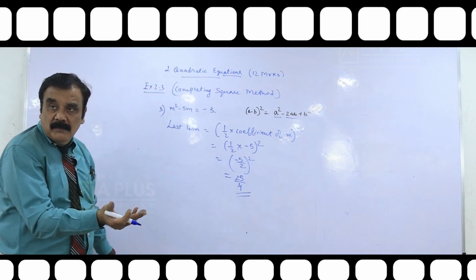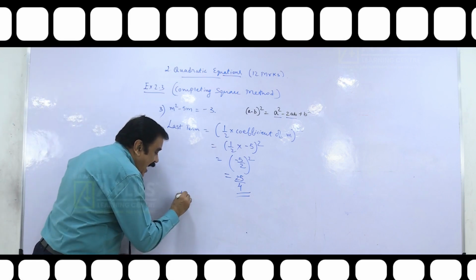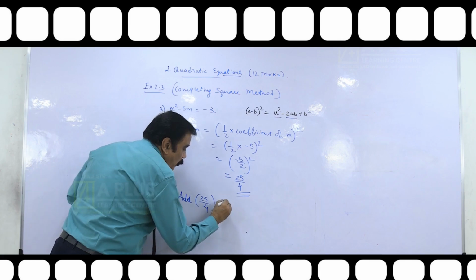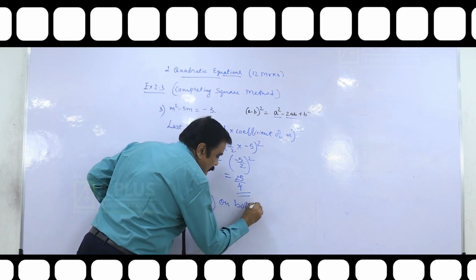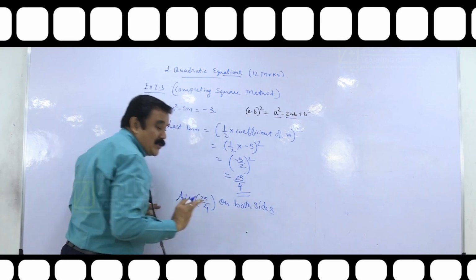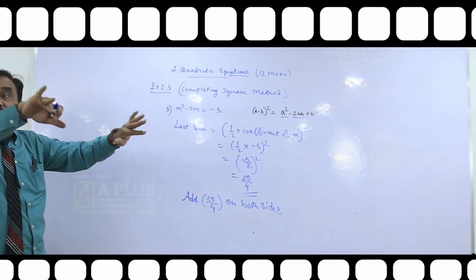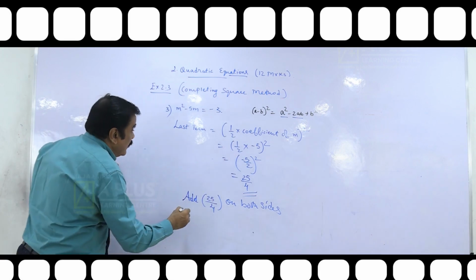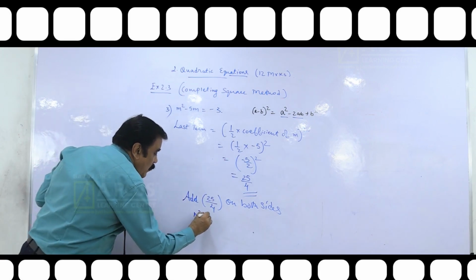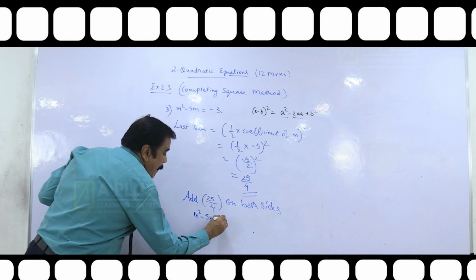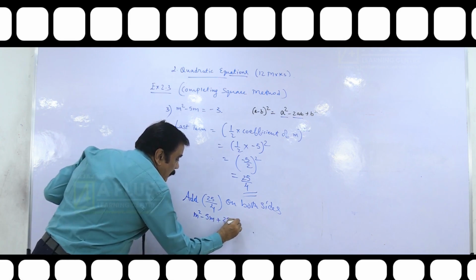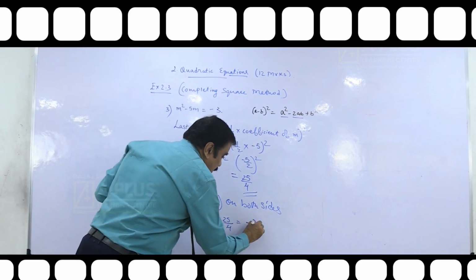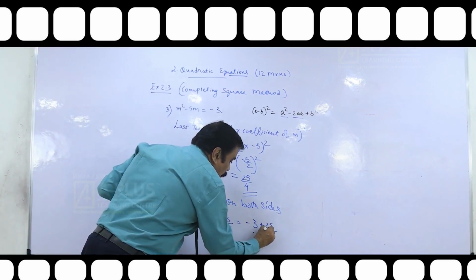Now what do we do? After this, add 25 upon 4 on both sides. On both sides. Why I am adding it? Completing the square. Is that clear? So what will I get? m square minus 5m plus 25 upon 4 is equal to, if I add on both the side, minus 3 plus 25 upon 4.